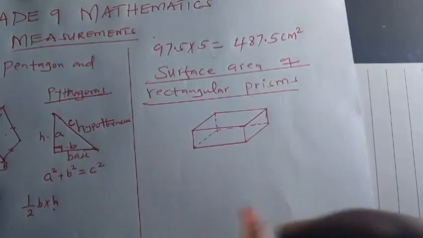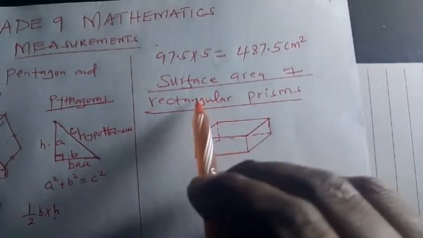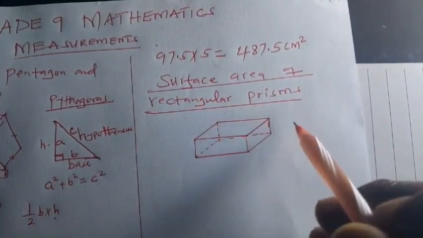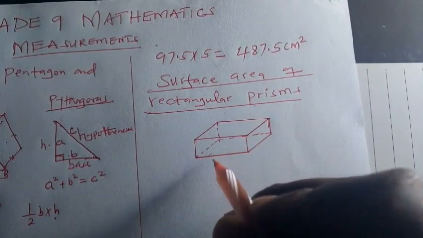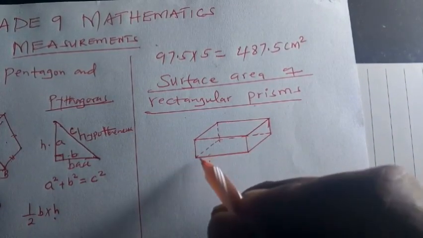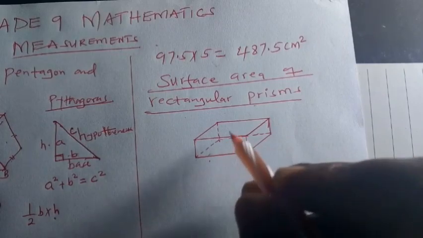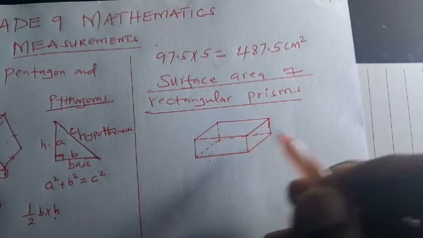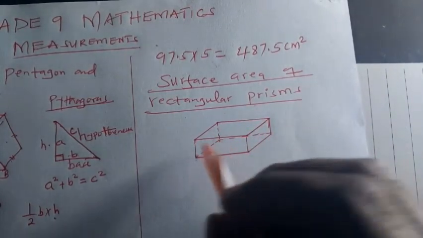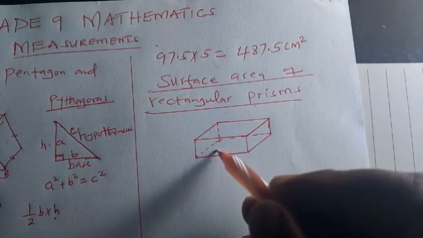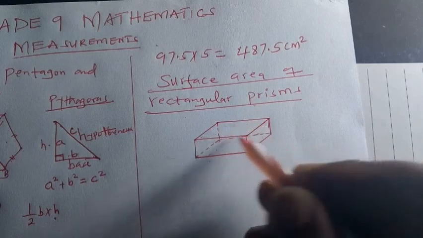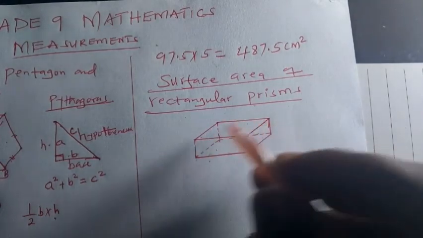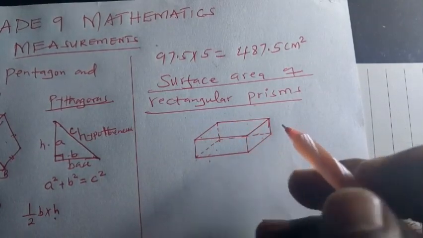Our next substrand is surface area of a rectangular prism. I have drawn a prism here. So this is a rectangular prism. The base is a rectangle, you can see. So in fact, all of the figures here are rectangles. So how many rectangles, how many faces? 1, 2, 3, 4, 5, 6. So this rectangular prism has got 6 faces.